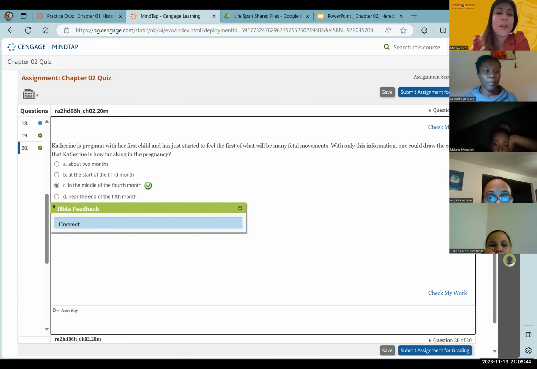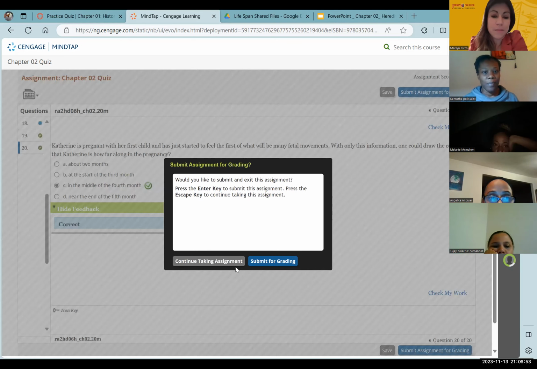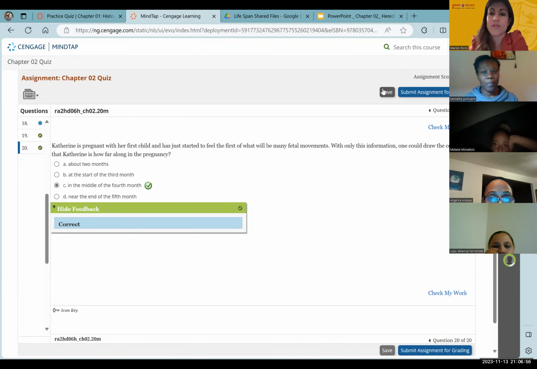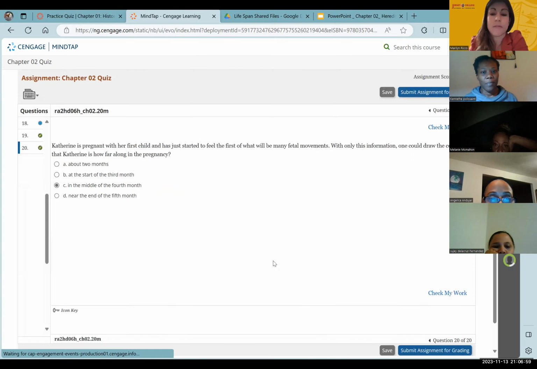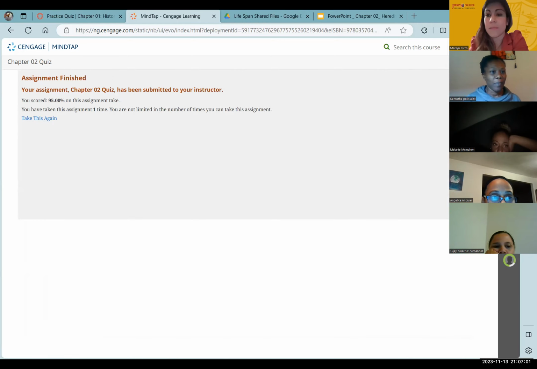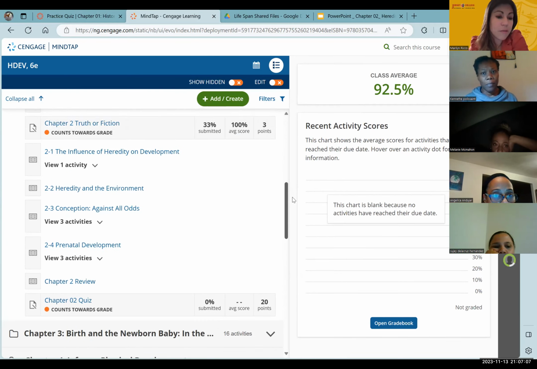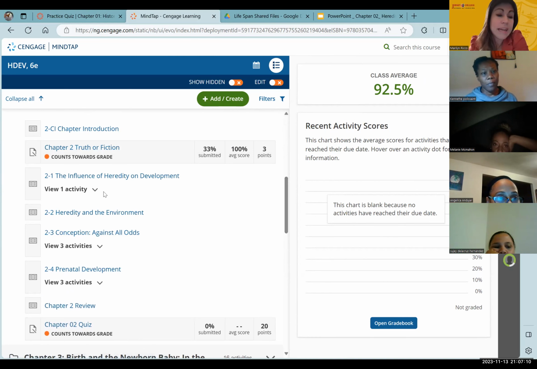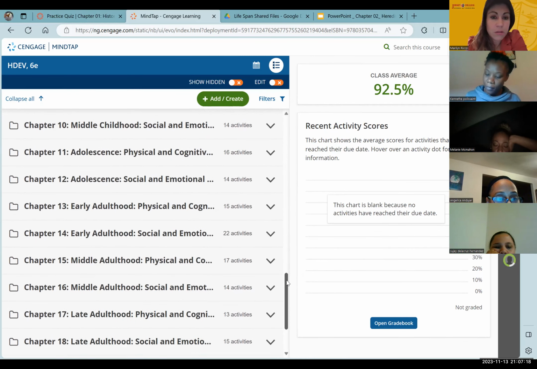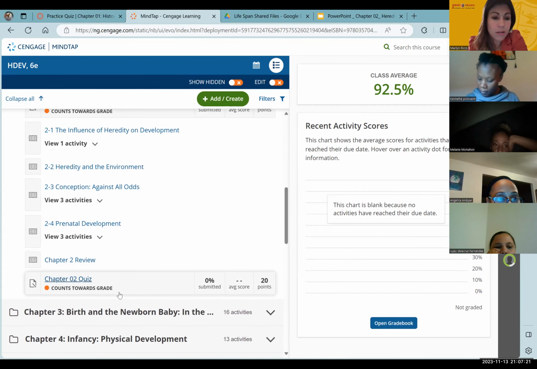All right, so we cheated on this one and made sure we clicked all the correct answers. So obviously when I submit the assignment for grading, someone said try saving. I'm going to do both, but I'm going to submit it for grading. It graded it for us. And even though it says counts towards grade, it does not. It says 0 points. It didn't even submit.